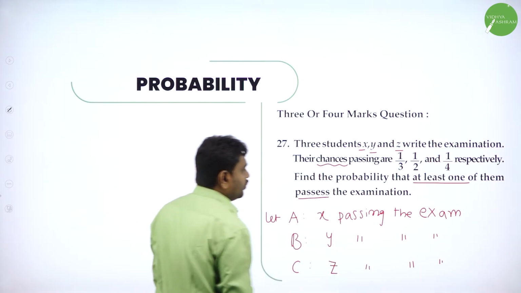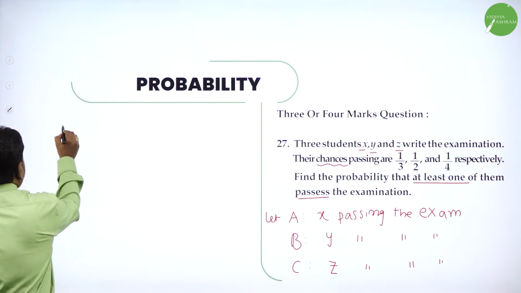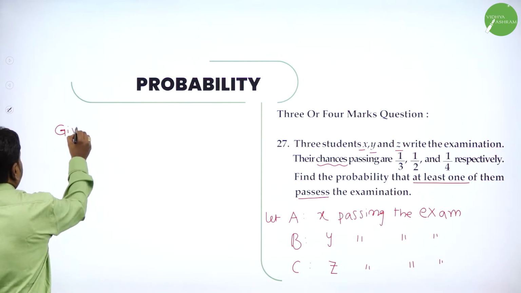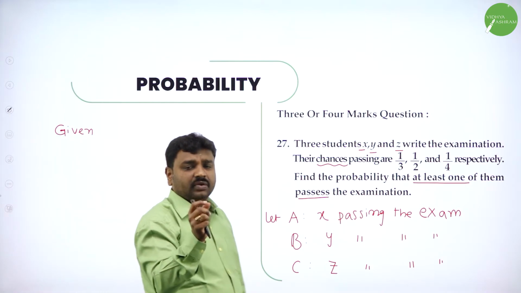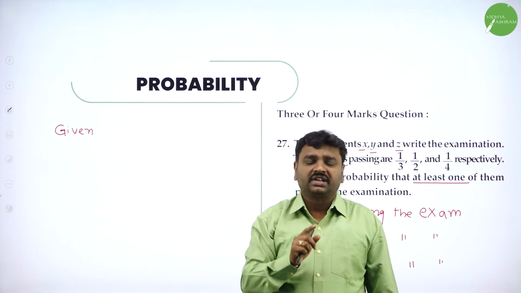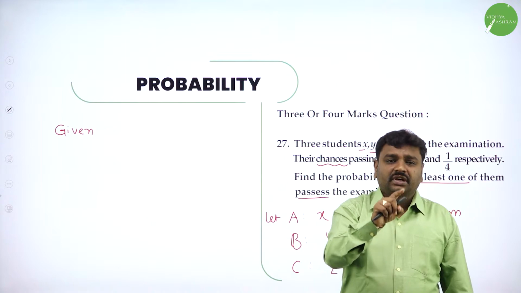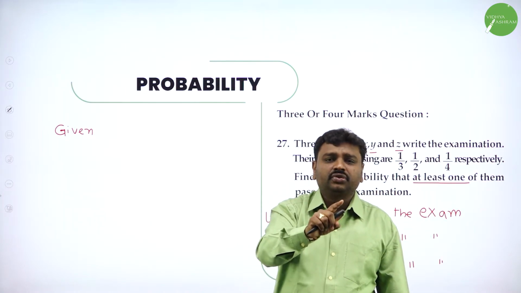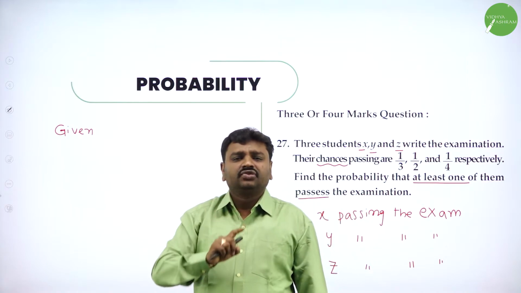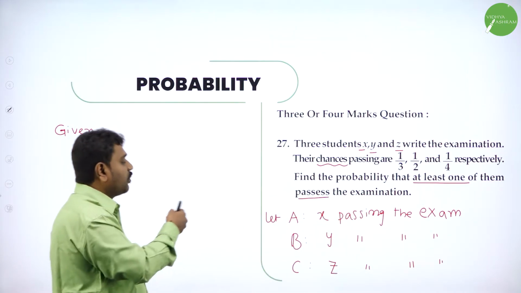So now, what is given? Chances of passing. I am repeating, chances means probability. Chances is another word for probability. Instead of saying probability of passing, they have said chances of passing. Chances of passing and probability of passing are the same. So they gave chances of passing, which means they gave the probability of passing.